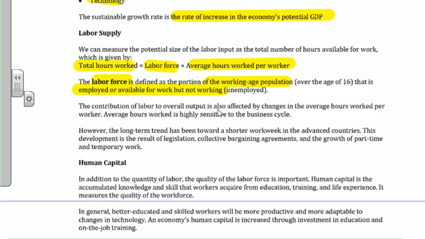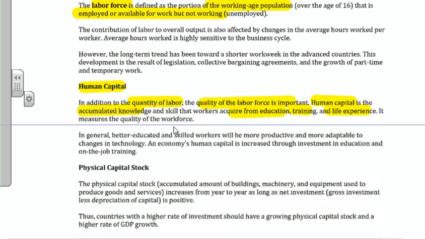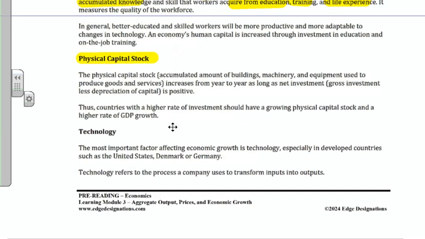Human capital. In addition to the amount of labor being put in, the quality of the labor force is important as well. Human capital is the accumulated knowledge and skill that workers get from education, training, and life experiences, and that measures the quality of the workforce. Physical capital stock increases year on year, as long as we're making net investments in capital over the period.